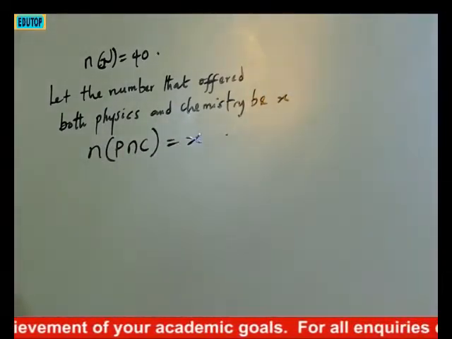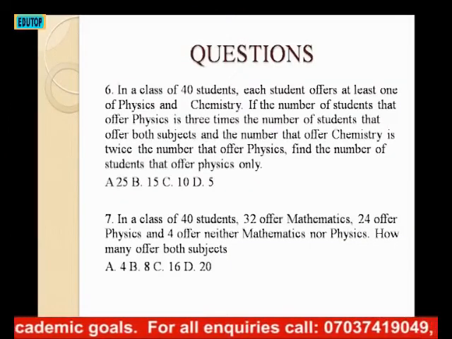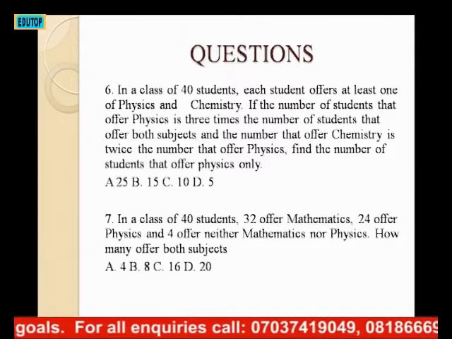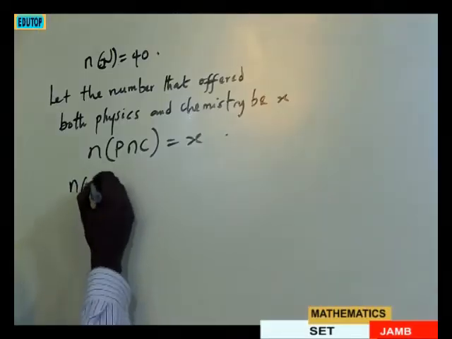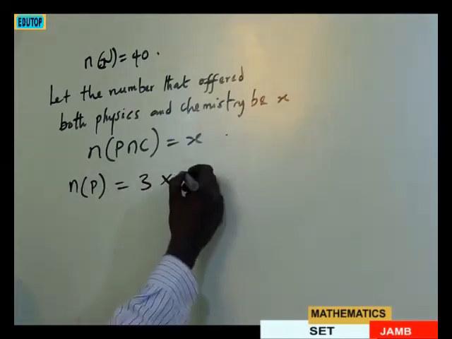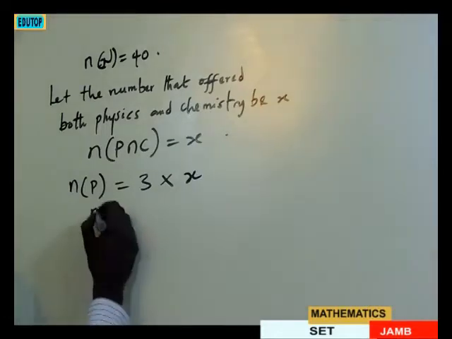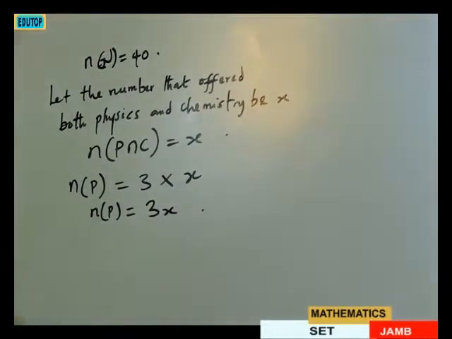The question is now saying that the number of students that offer physics is 3 times the number of students that offer both subjects. That means the number that offer physics is 3 times the number that offer both subjects, which is X. So the number that offer physics will now be 3X. That is the mathematics.